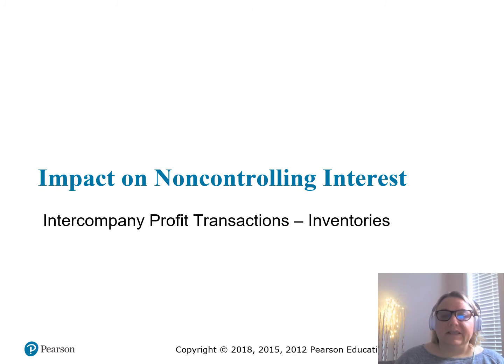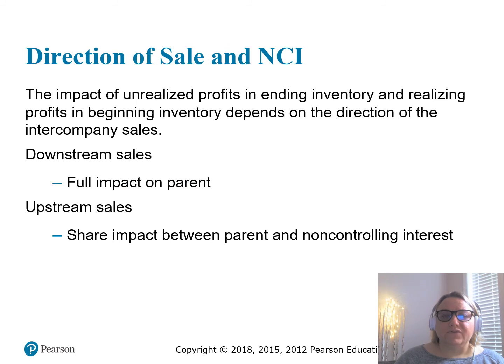So let's look at the impact on non-controlling interest. The impact of unrealized profits in ending inventory and realizing profits in beginning inventory depends on the direction of intercompany sales. If it's a downstream sale, then you have a full impact on the parent. If you have an upstream sale, then you share the impact between the parent and the NCI, the non-controlling interest. So anything downstream, everything goes to the parent. Upstream, still to the parent, but only the part that they own.